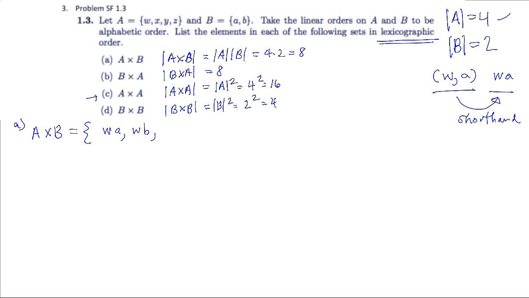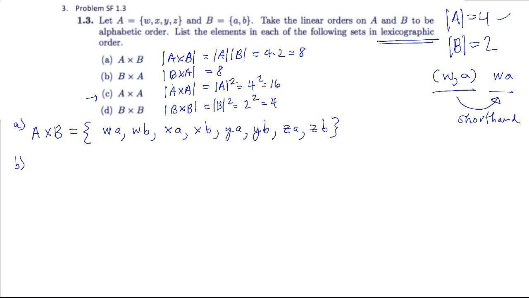So first, basically, we go from the left to the right. On the left we have elements from A, and we make sure that we use up all of the elements that start with a W. And then we use A and B. And then we're going to go to XA and XB, then YA and YB, and finally ZA and ZB. So that's lex order on A cross B.